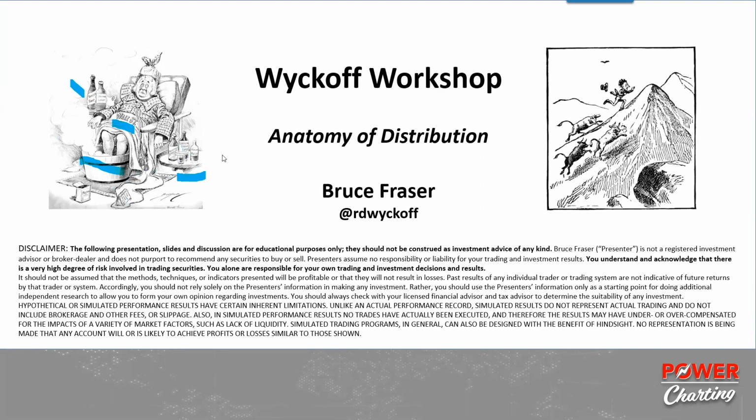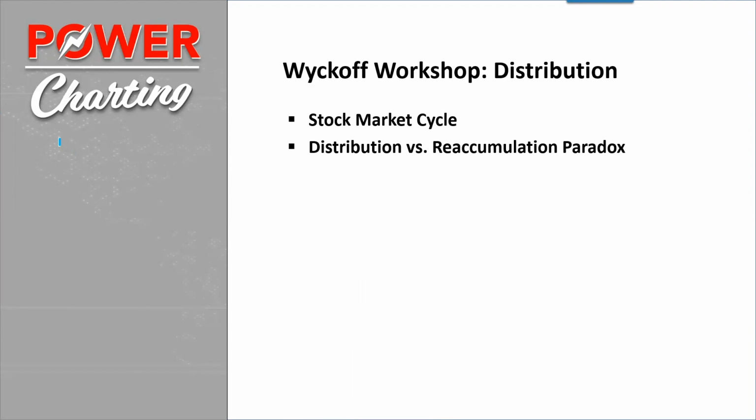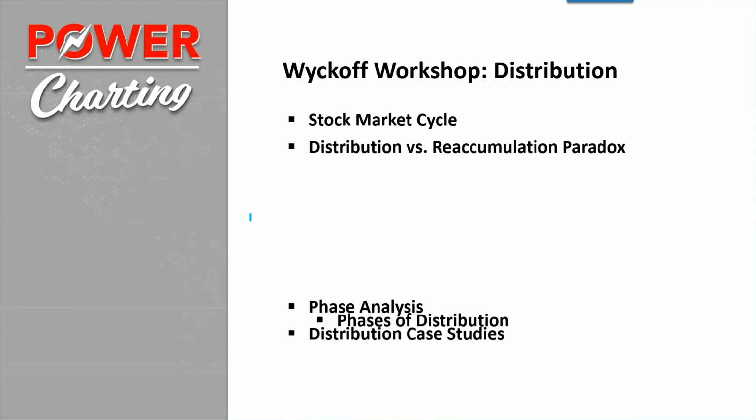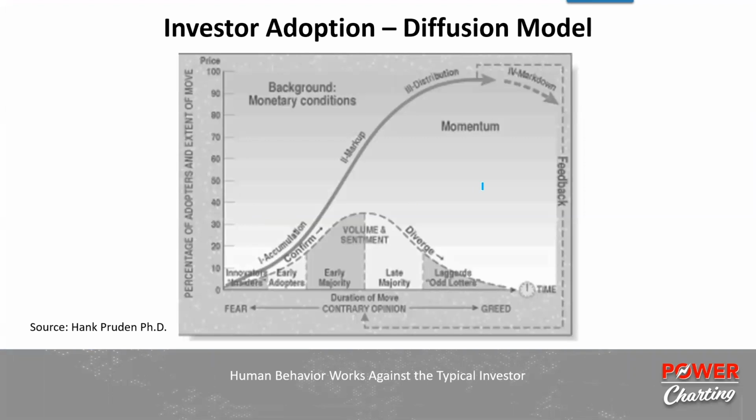I'm actually going to show you the 1907 panic because it's fun. We're going to have fun with this because this is a workshop. We're going to do them over and over again. They're going to show these on StockCharts TV repeatedly. And here we go. So with this, here is what we're going to do. We're going to do a distribution versus reaccumulation paradox, the stock market cycle, phase analysis, the phases of distribution, because you want to understand how distribution unfolds, and then distribution case studies as we have time.